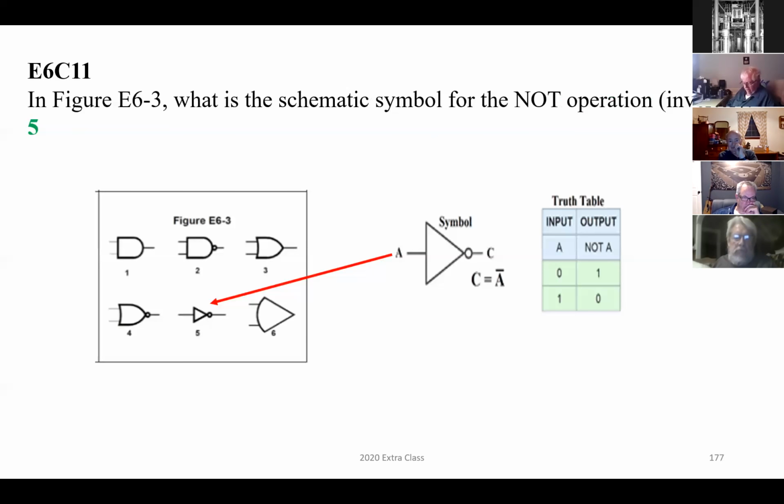Okay, number 11. In figure E6-3, what is the schematic symbol for a NOT operation inverter? That would be C, number 5.